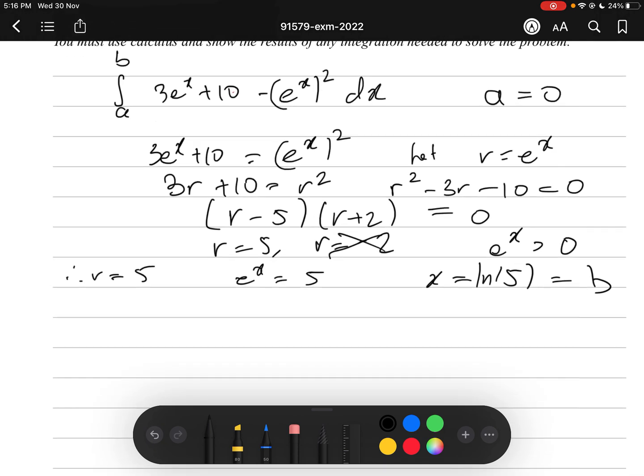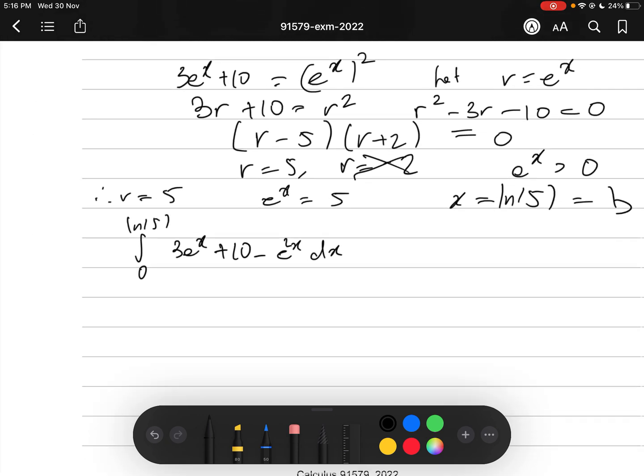So we substitute b as ln of 5 and a as 0. We have the integral from 0 to ln of 5 of 3e to the power of x plus 10 minus (e to the power of x) squared. (e to the power of x) squared is equal to e to the power of x times e to the power of x, and we add the powers, so we have e to the power of 2x. We replace that with e to the power of 2x dx. And that equals, if we want to integrate, it's pretty easy.